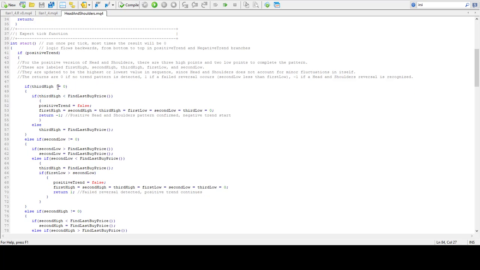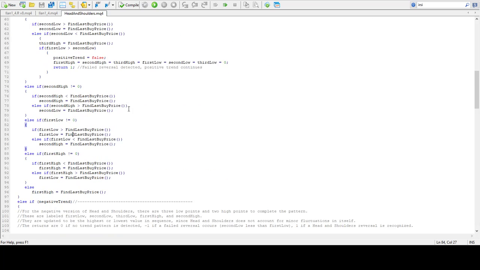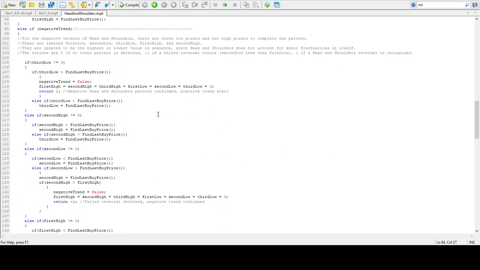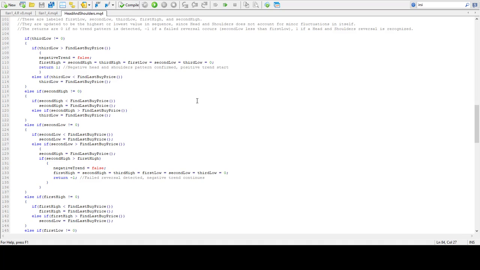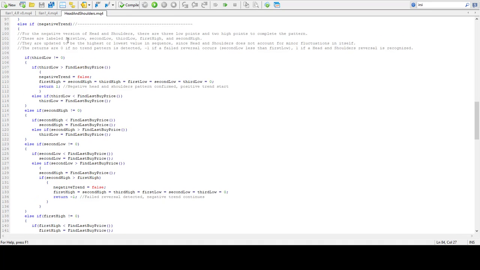Otherwise, we continue to third high, and here we're just waiting for third high to become less than the final last buy price, at which point we know the trend is going to be negative, and we return a negative 1. For negative trend, it is the same logic, just reversed by using the negative trend and going with first low, second low, third low, and first high and second high.